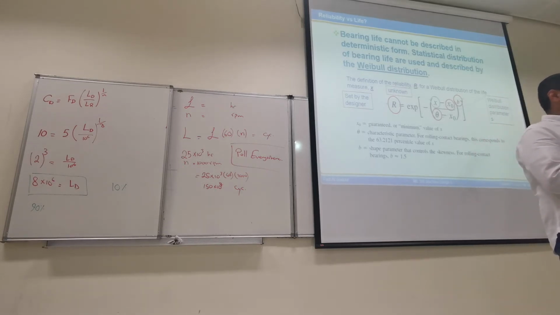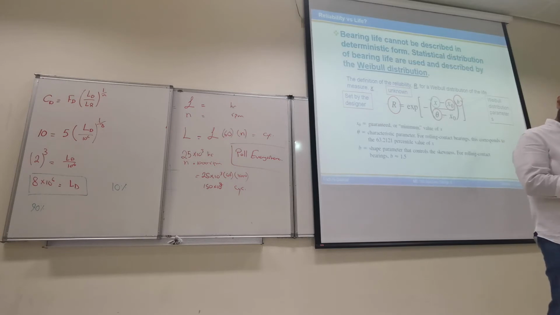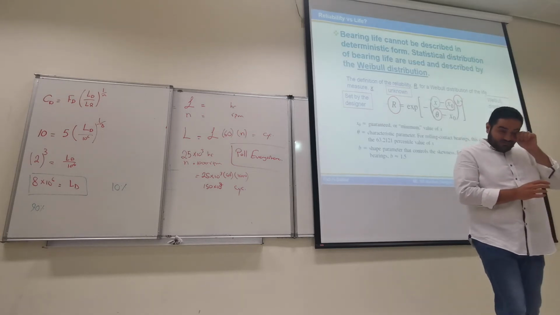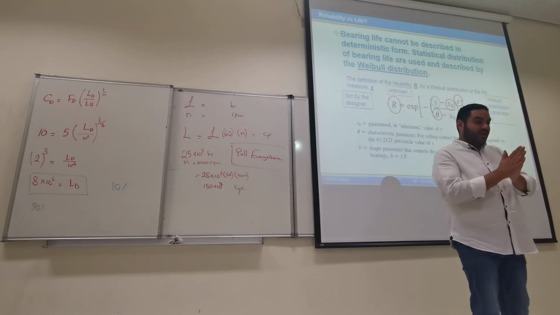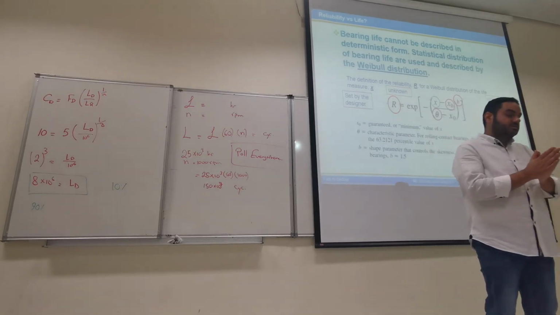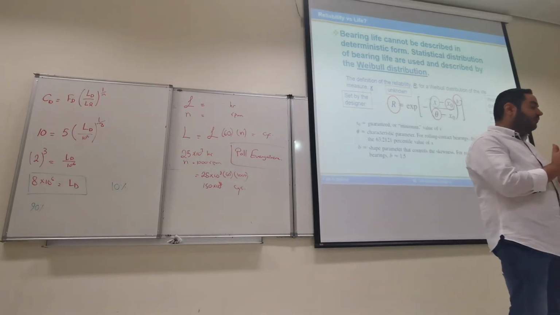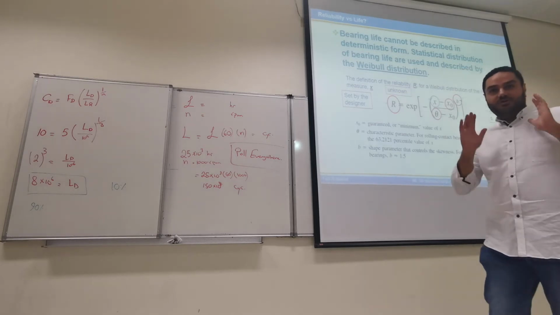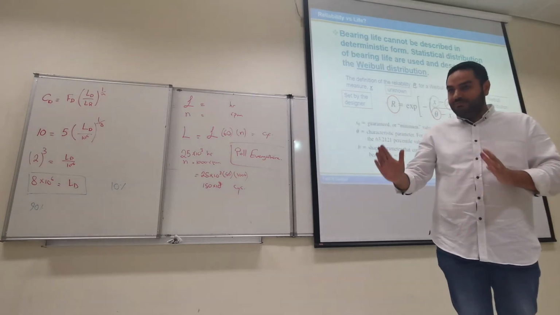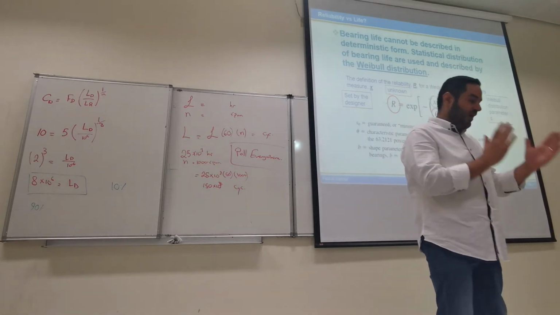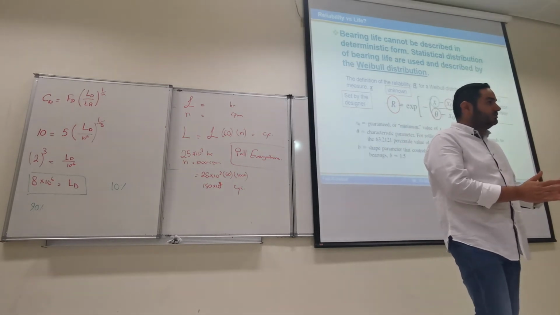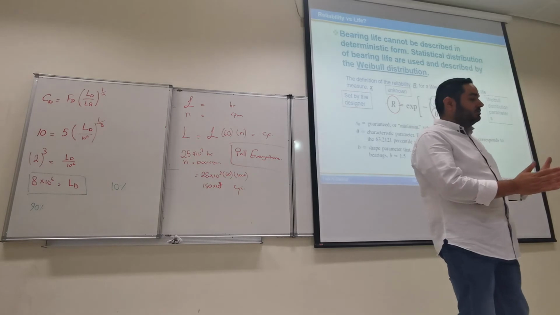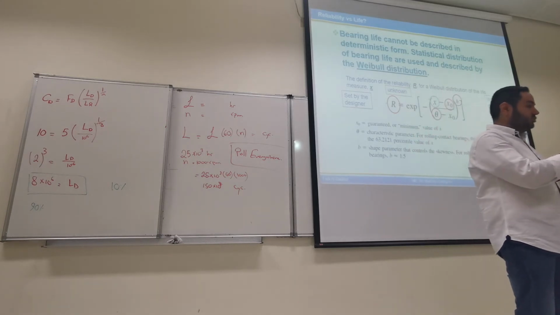Let's understand what we mean by reliability. Reliability means how far you are sure that the machine will do the intended job for the intended life. For example, you design a machine to live for 5 years, and this machine will be under a certain amount of load.